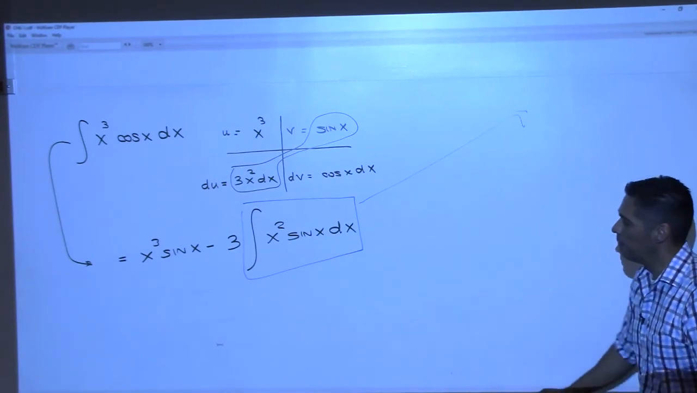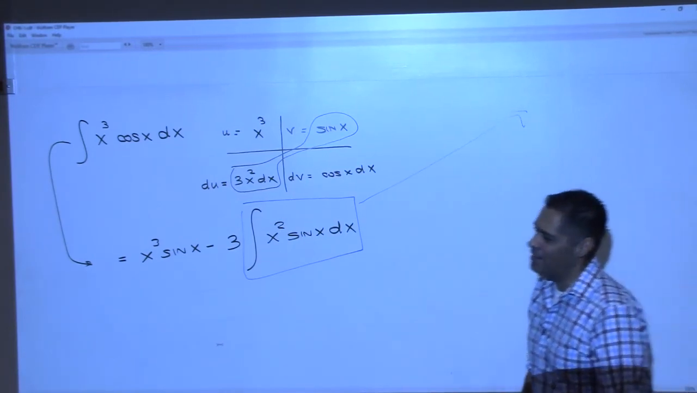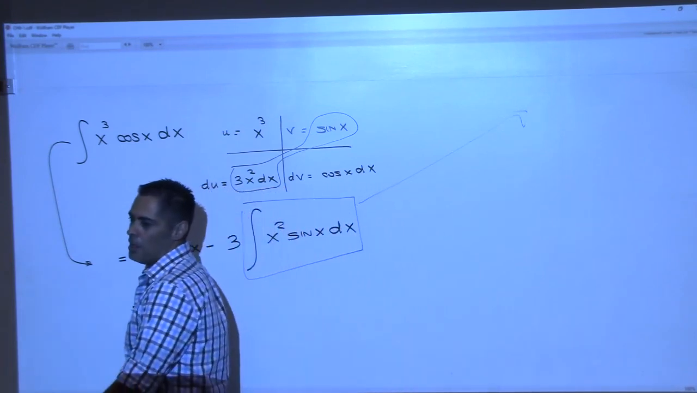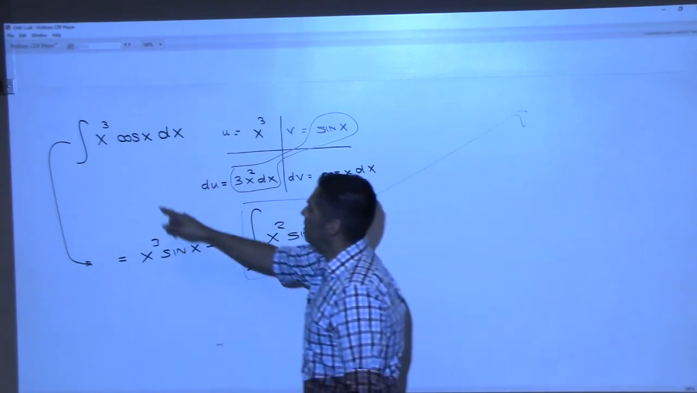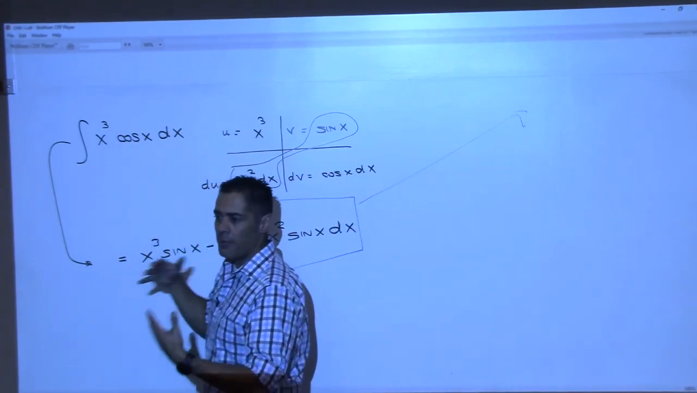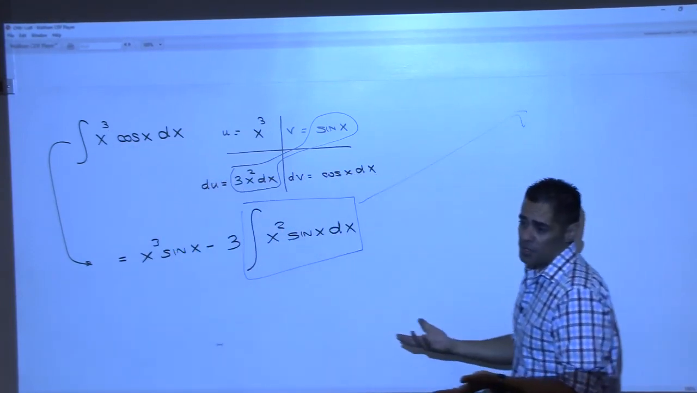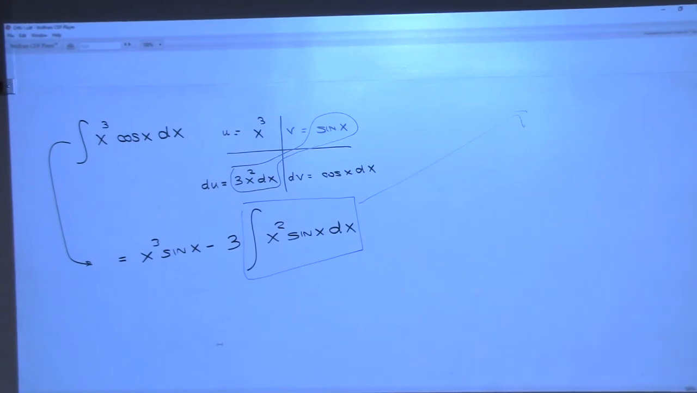What if it's like to the 200? Oh, I would never do that to you. I didn't know if there's like a different way. No, we would have what we call a reduction formula. Like if this was x to the n cosine, we would have a formula for that, which we could create ourselves, but I wouldn't do that to you.